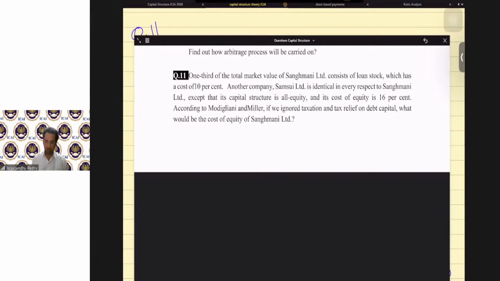See, 1/3 of total market value of Sun Money Limited consists of loan stock, which has a cost of 10%. Another company, Samsui Limited, is identical in every respect to Sun Money, except that its capital structure is all equity and its cost of equity is 16%. According to Modigliani and Miller, if we ignore the taxation and tax relief on debt capital, what will be the cost of equity of Sun Money Limited?